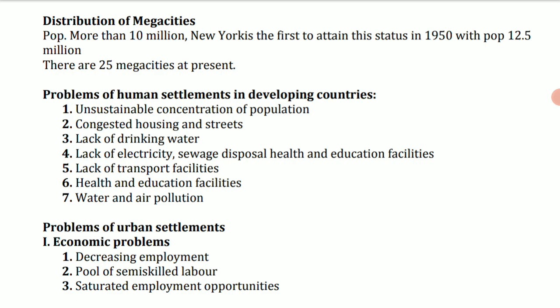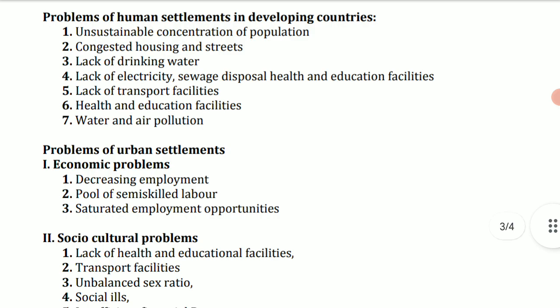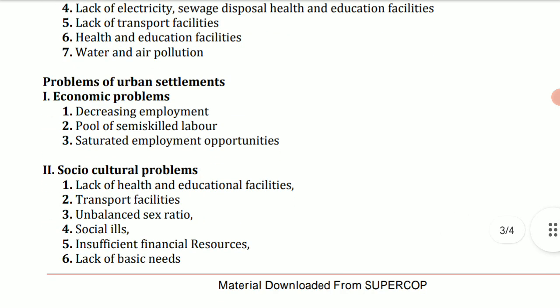What are the problems of human settlements in developing countries? So first is unsustainable concentration of population. In developing countries, population is more, so there is unsustainable concentration. Secondly, congested housing and streets, as we can see in our cities like Kanpur and a lot of villages, a lot of cities. There is a lack of drinking water, that's a major problem. Lack of electricity, sewage disposal, health and educational facilities, and there is a lack of transport facilities too. Water and air pollution is also a challenge in developing countries.